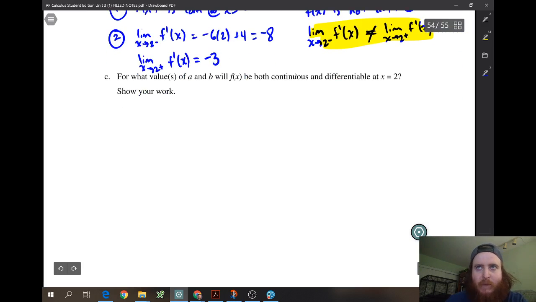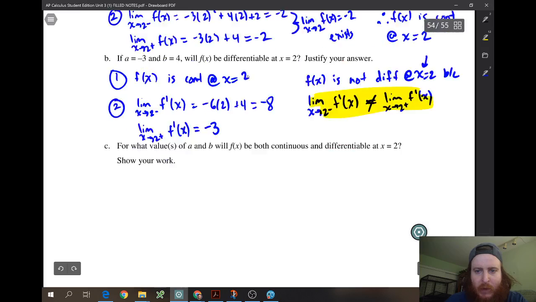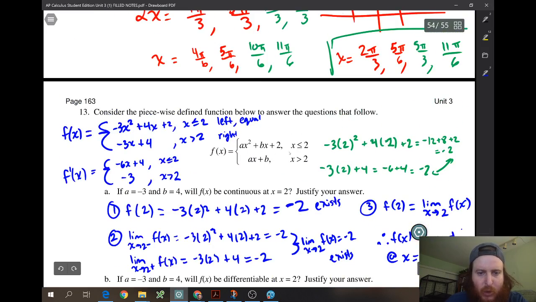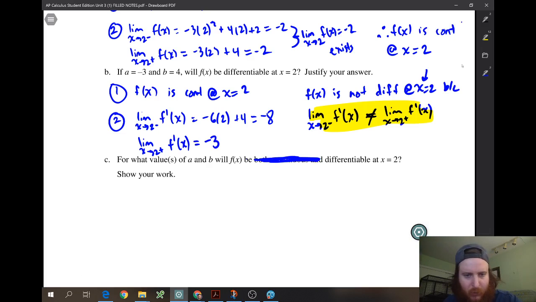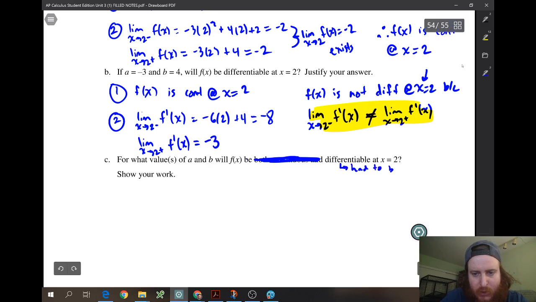Okay, and then for what value of a and b, so going back to here, new a and b, for what values of a and b will it make it both continuous and differentiable? Now, they also could have just said, will f of x be differentiable? And it would have been the same question. So just be aware of that. On the test, I might just say differentiable. But if it's differentiable, what does that mean? It had to first be continuous.